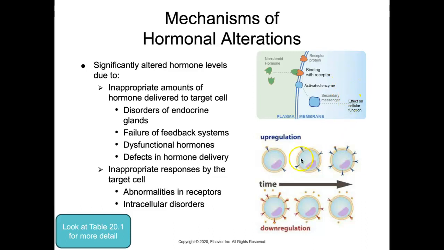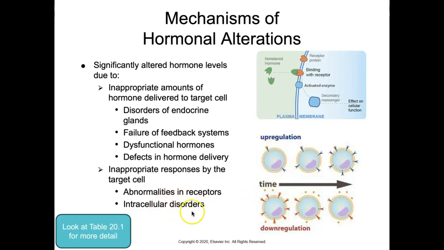But what we can also have happen is an inappropriate response by that target cell, and that could be due to abnormalities in the receptors. You can see that pictured over here, where we have too many or too few receptors on our target cell, or maybe we have enough receptors but they're abnormal or insensitive to the hormone. We can also sometimes have autoantibodies that attack these receptors, or attach to them and block them so that the actual hormone can't attach there.